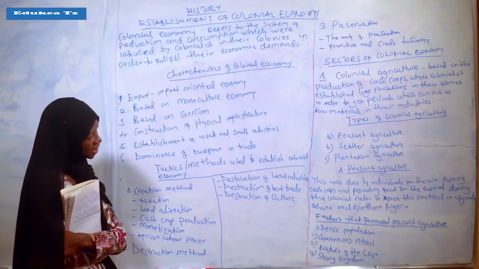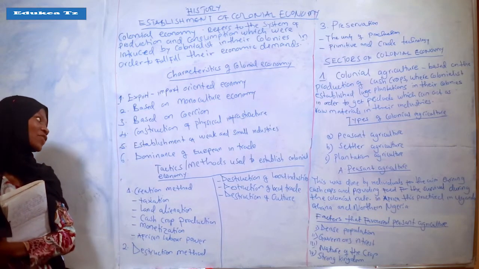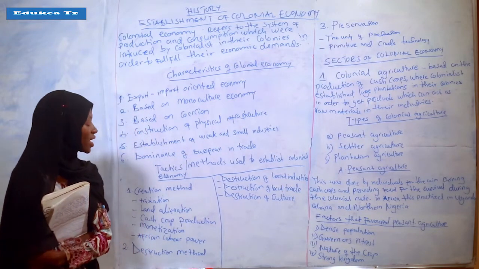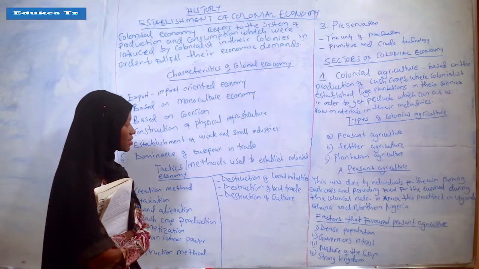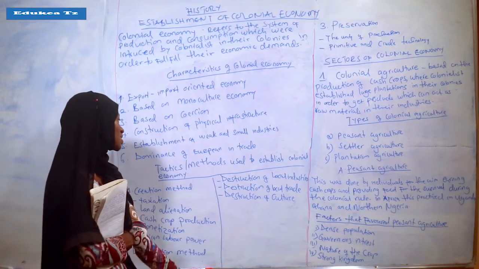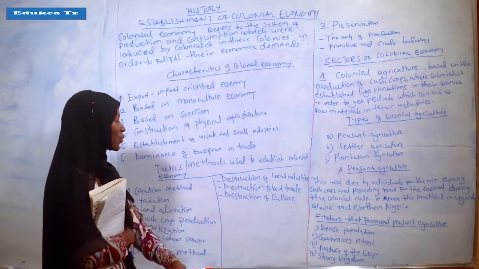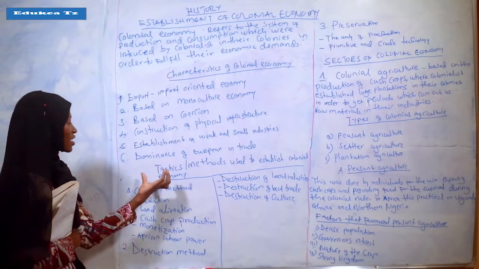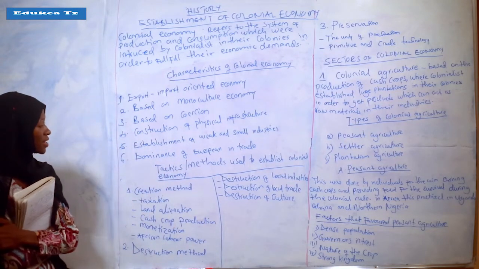Another, dominance of Europeans in trade. Before the coming of Europeans, Africans had their own trade, such as trans-Saharan trade, middle trade. So after the coming of these Europeans, these trades were destroyed, and Europeans replaced the Africans' trade with their trade.